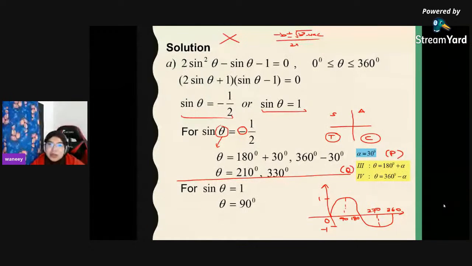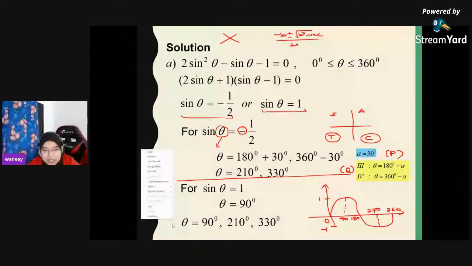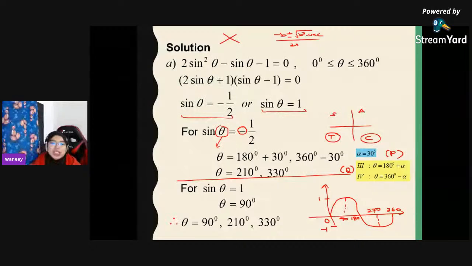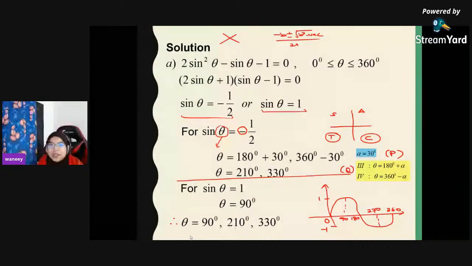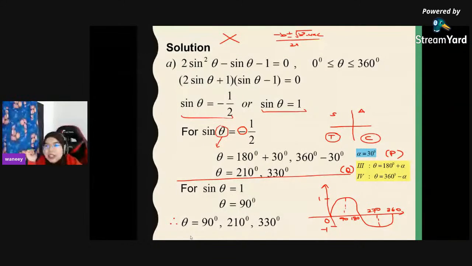So now let us combine everything together. Since we have all of them, we unite our answer. So that means the theta, this is the final answer. Don't forget the triple dot. Therefore, the theta is equal to 90 degrees, 210, and 330 degrees. So that is how we answer A.